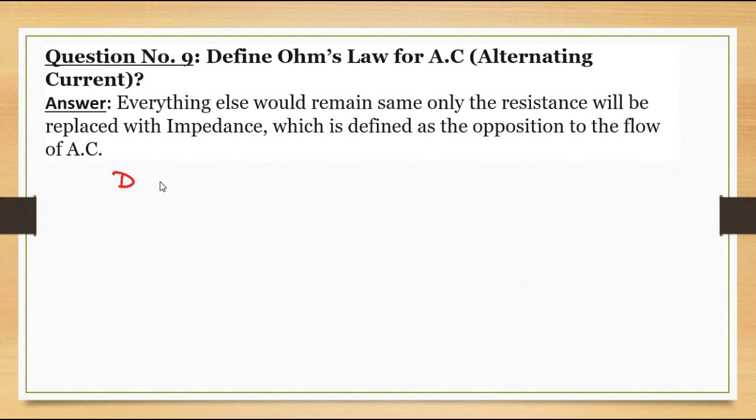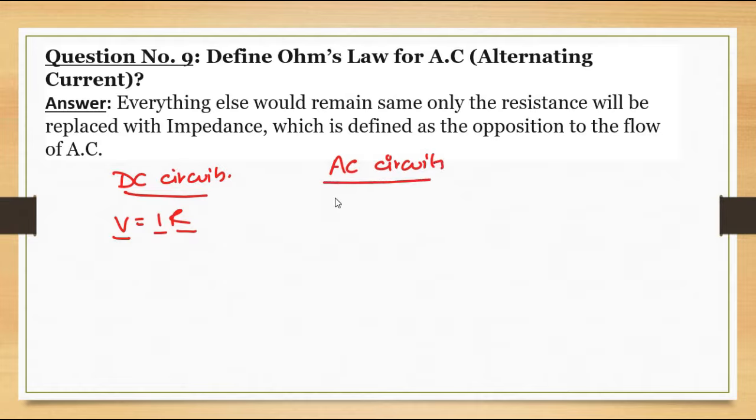So in case of DC circuits, Ohm's law is simply given as V equals IR, where V is the voltage across the circuit, I is the current flowing through it, and R is the resistance of the circuit. Now in case of AC circuits, the law remains the same, only the thing is that the resistance will get replaced with the value of impedance, where impedance is nothing but resistance plus j into reactance of that circuit.